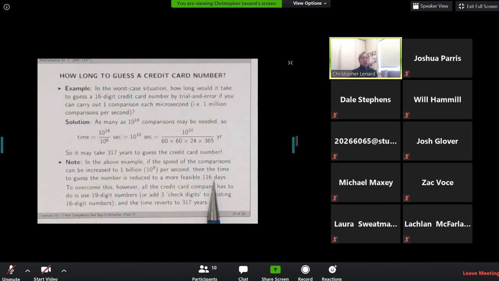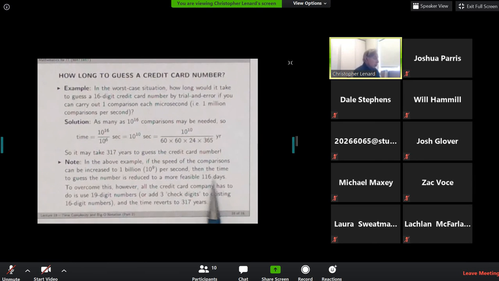Now, this is why cryptography works. There are just so many possibilities to look at that nobody has the time or the computing power to do it. The other way to think about this is that you might have 116 computers, each working for a day, to guess the credit card number or to guess a password. If you just put in an extra 3 digits, this goes back to 317 years at 1 billion guesses a second.